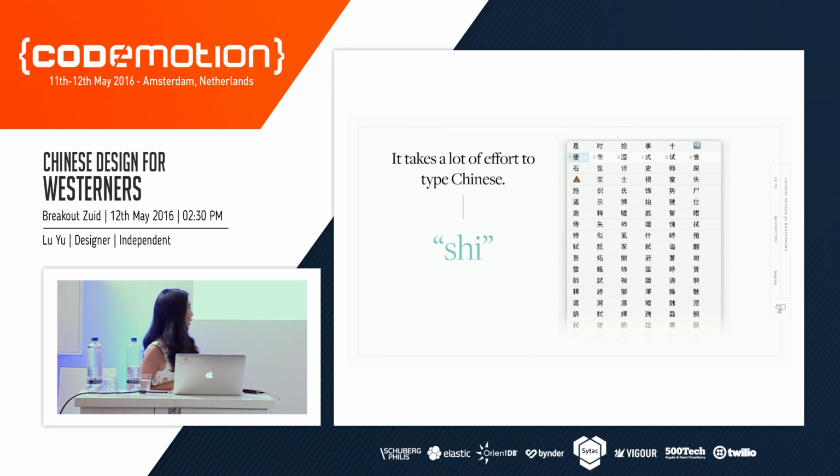Also, it takes a lot of effort to type in Chinese. Here, I was trying to type the character shi. So I just type SHI, and then I get this list of characters. I have to find the one I want, go there and select it in order to input the one character I want. And that's why most Chinese people prefer just to click on text links rather than type and search.